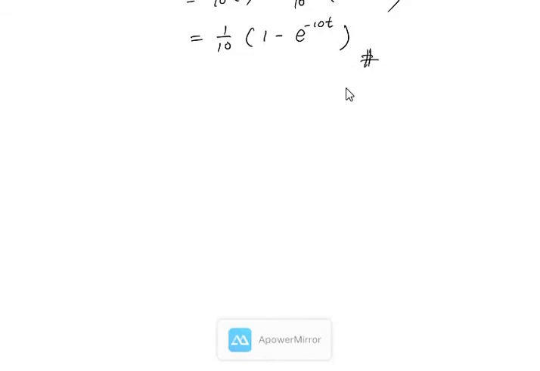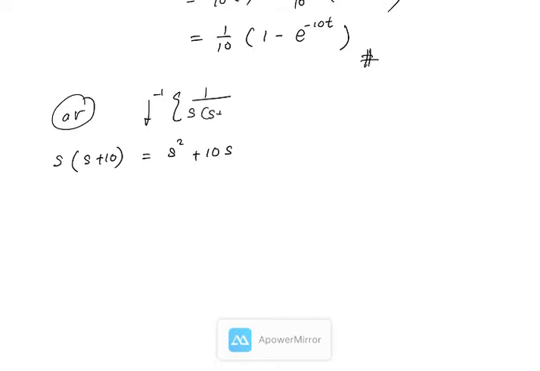Or alternatively, we can solve using another method. So this is by completing the square. So s over s plus 10. This is equal to s squared plus 10s. So the question asks you to find the inverse Laplace transform of 1 over s squared plus 10s. Okay, how to get the 10s here?